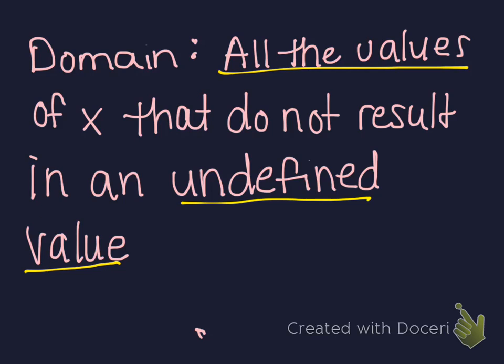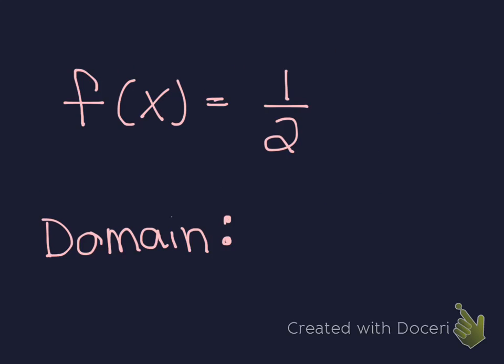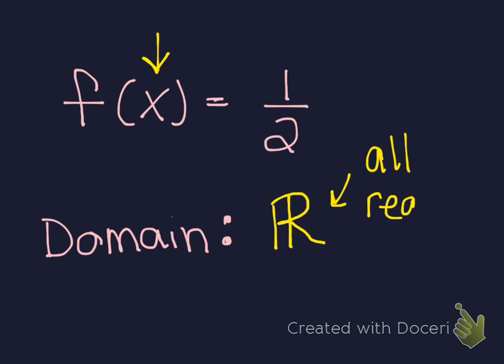So let's look at an example. This function is f of x is equal to 1/2. There's no value of x that I can put into this function that would result in this being undefined because it's always 1/2. So the domain would be all real numbers. And we can either say that in words or we can use this cool symbol that stands for all real numbers.